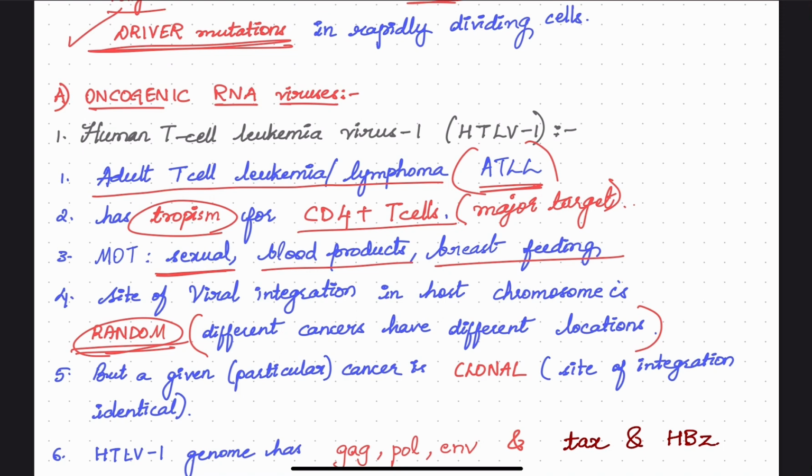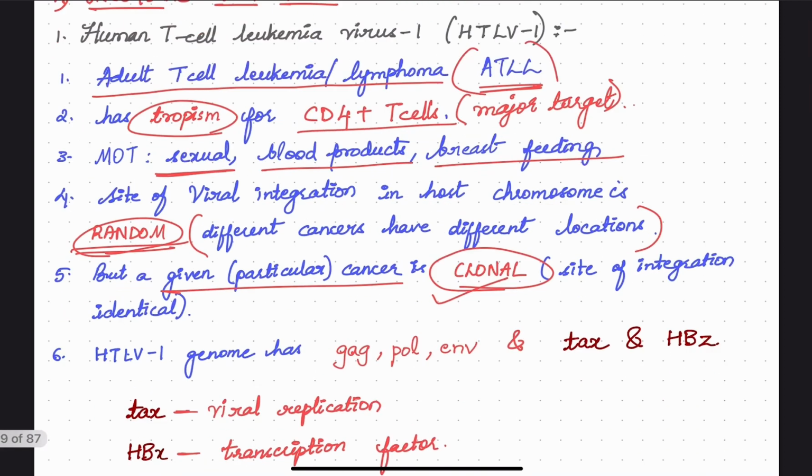But for a given particular cancer, for example cancer X, in all the tumor cells the site of integration of the viral genome into the host cell genome is the same, identical. That is said to be clonal. So it is a clonal pattern.